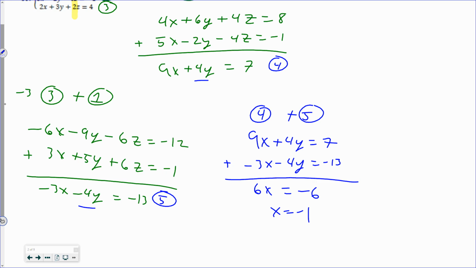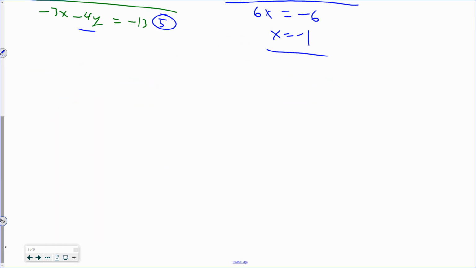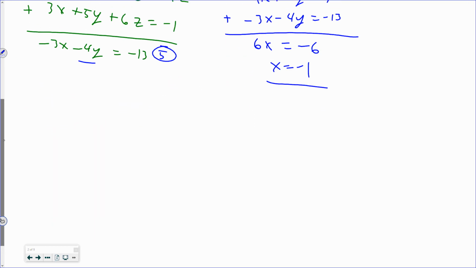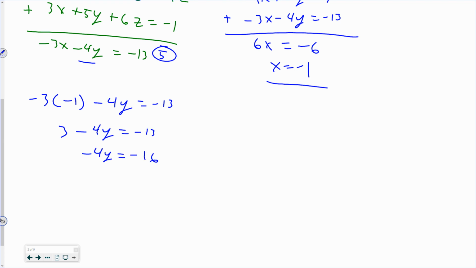And once you have one of your variables, all you need to do now is work backwards. You kind of back substitute. We're just kind of plugging it in backwards. So x is -1. We're going to plug that into equation 4 or 5. Doesn't matter which one. I'll use equation 5. So I have -3 times -1 minus 4y is -13. 3 minus 4y is -13. Or -4y is -16. Or y is 4.